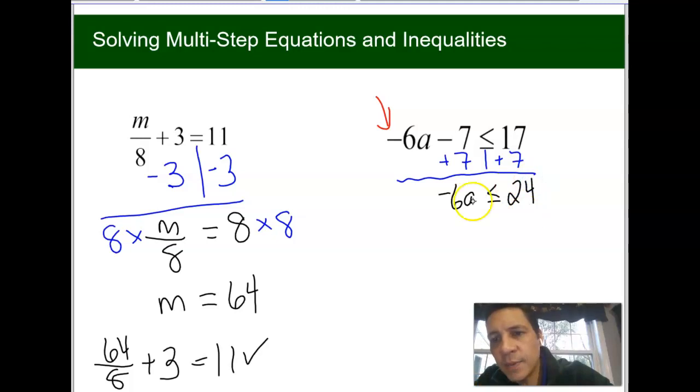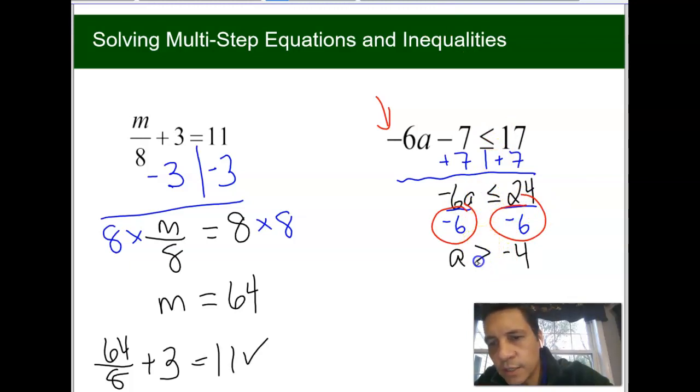I'm multiplying a by negative 6, so to undo that, I want to divide by negative 6. Well, negative 6a over negative 6, that's just a. 24 divided by negative 6, that's negative 4. I divided both sides by a negative number, so I have to remember to flip my sign. This less than or equal to sign becomes greater than or equal to.